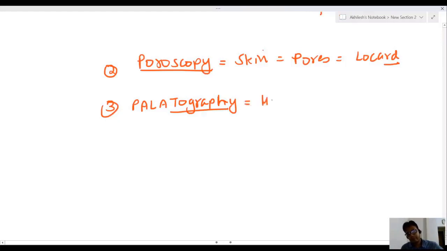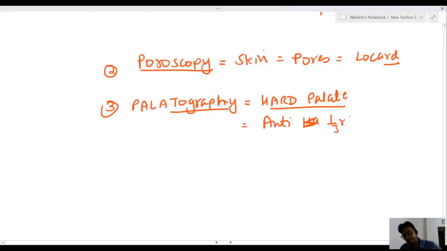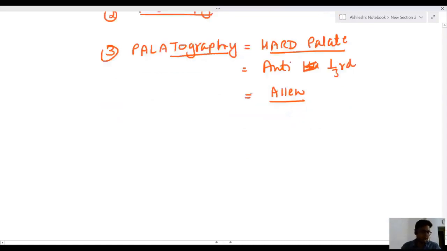Pelletography. The study of the hard palate is known as pelletography. Especially we take the anterior one-third of the hard palate, and it was discovered by Allen.